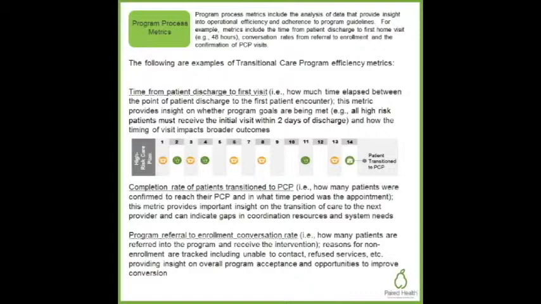Some of these include patients that were unable to be contacted for a number of reasons, patients who refused home visit services, patients whose home environment was deemed unsafe or the particular situation was deemed unsafe for a provider home visit, in addition to many more. And providing insight into the overall program acceptance rate can present opportunities to improve this conversion rate and see more of these patients who would otherwise go without an intervention.